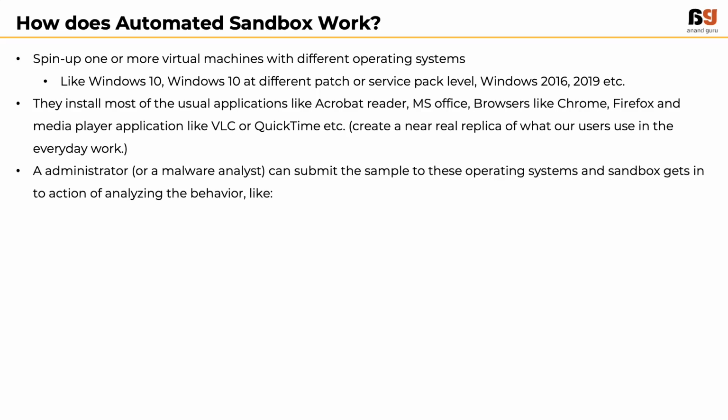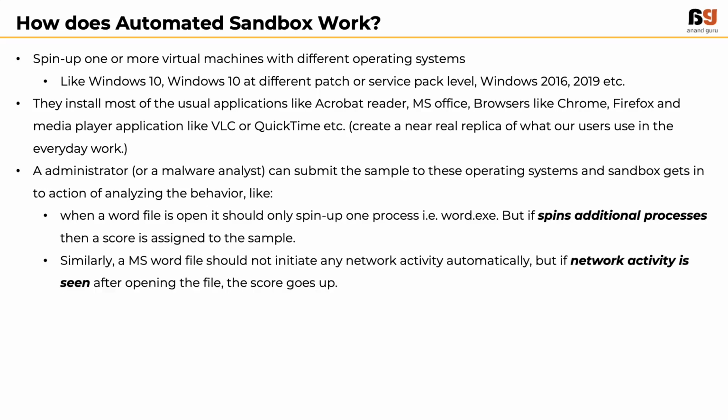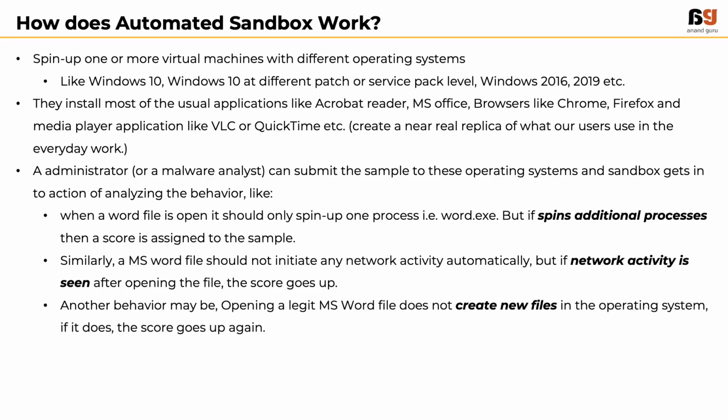Typically, these sandboxes will look for behaviors like when a Word file is opened, it should only spin up one process, that is word.exe. But if it spins up additional processes, then a score is assigned to this sample. Similarly, an MS Word file should not initiate any network activity automatically. But if network activity is seen after opening the file, the score goes up. Another behavior may be that opening a legitimate MS Word file does not create new files in the operating system. If it does, the score goes up again.